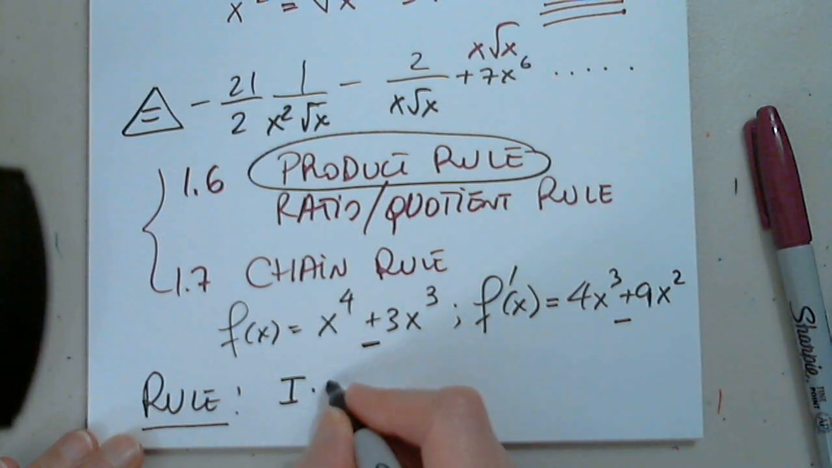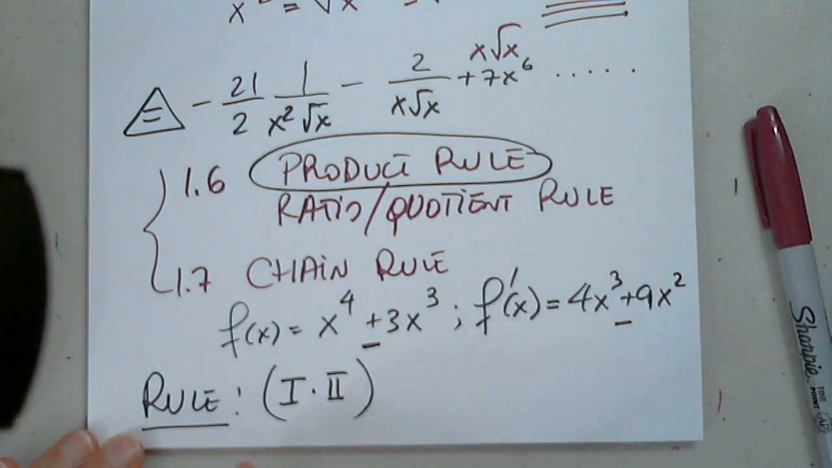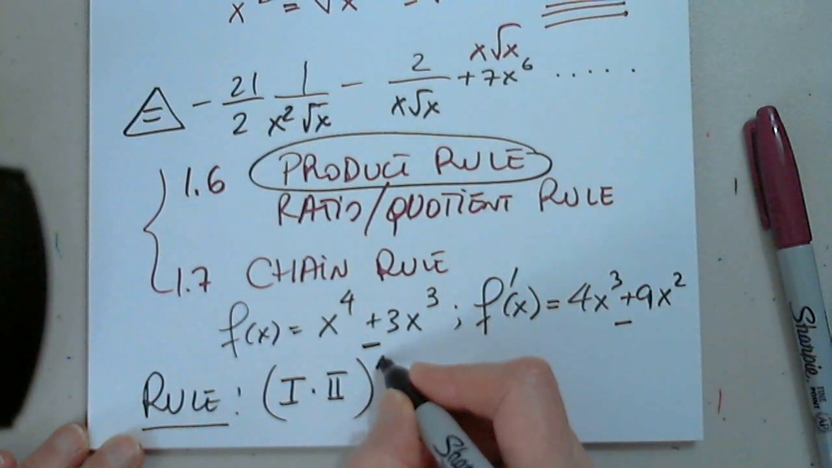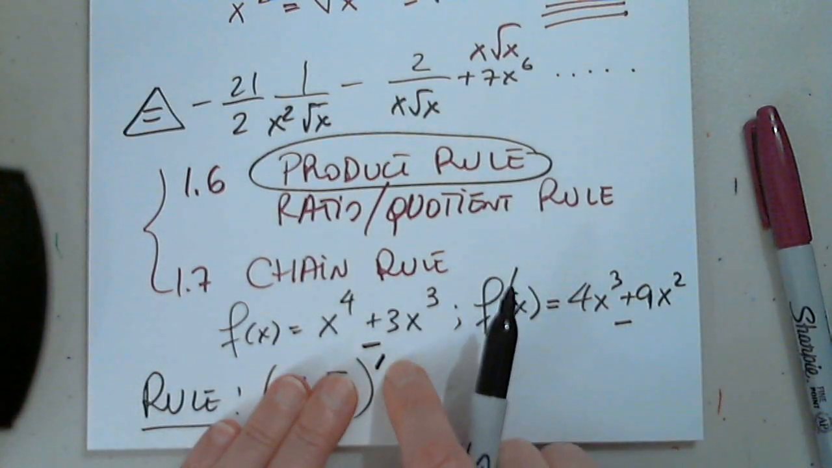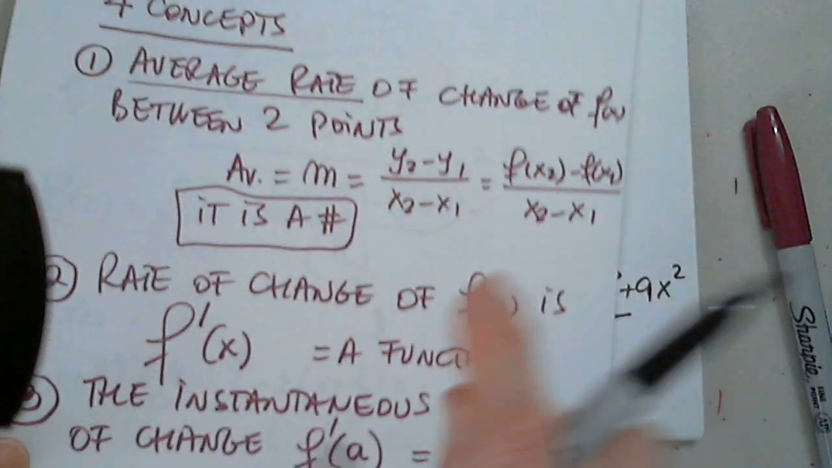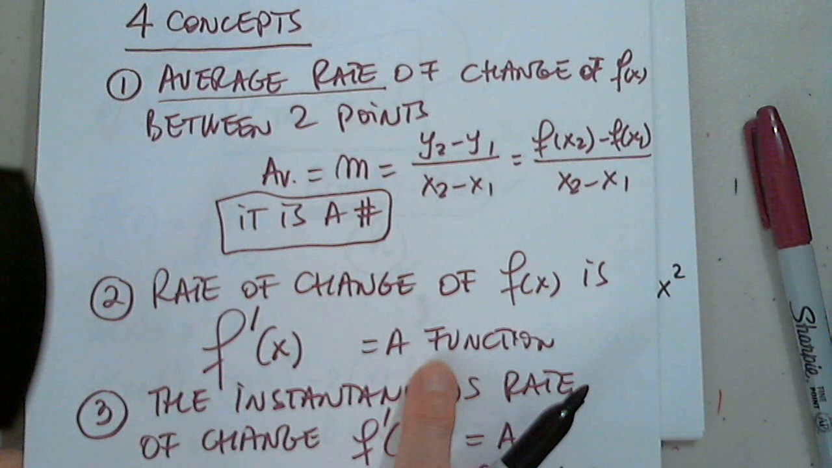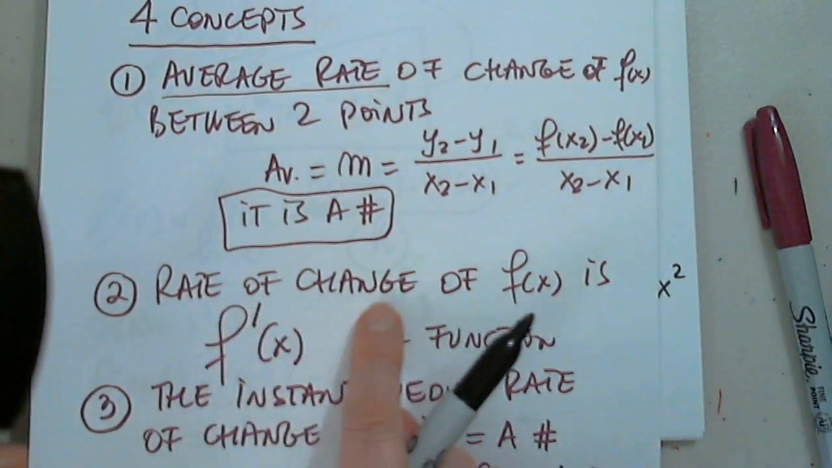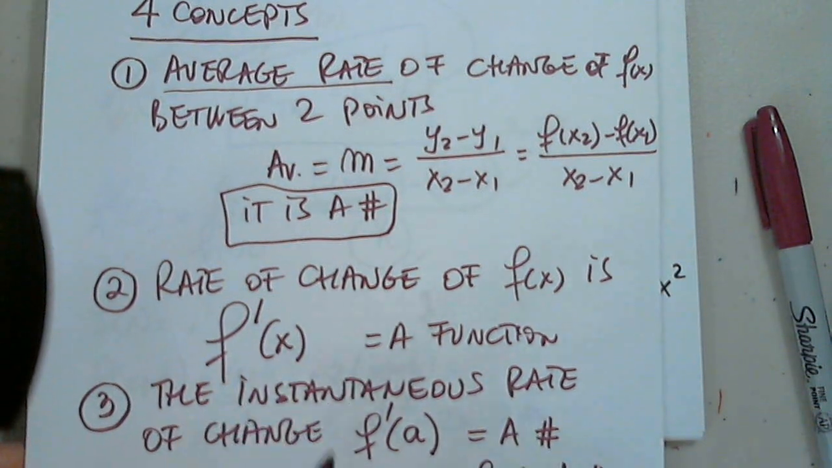Function 1 times function 2. Any two functions. We're going to have plenty of examples in a minute. Prime. So in case we have a function that is a product of two functions, and we still want to determine its rate of change, which is a function, right? We still want to determine its rate of change, but it's a product. How do I find the derivative of a product?